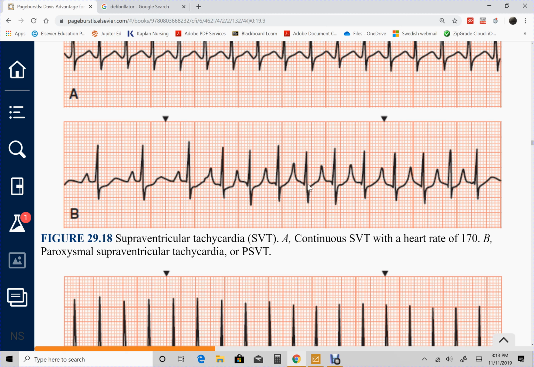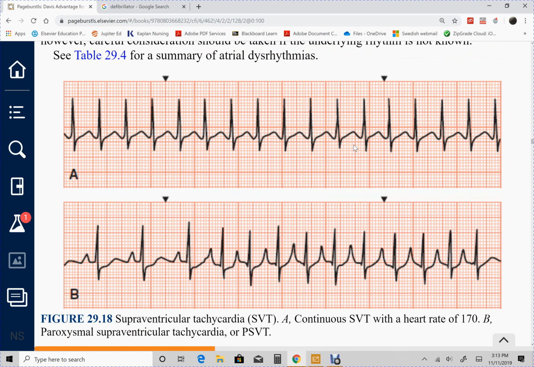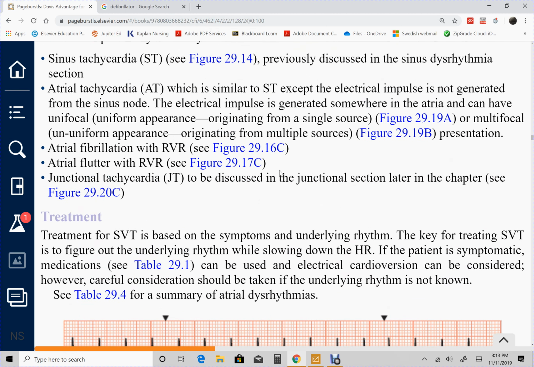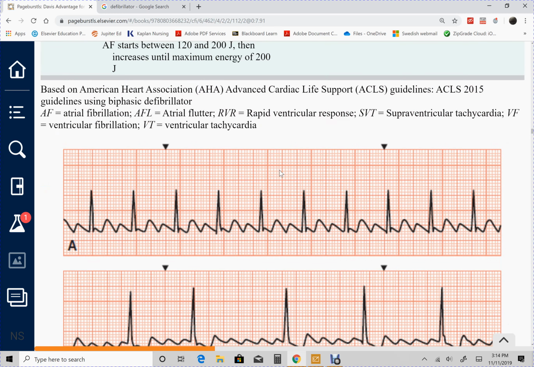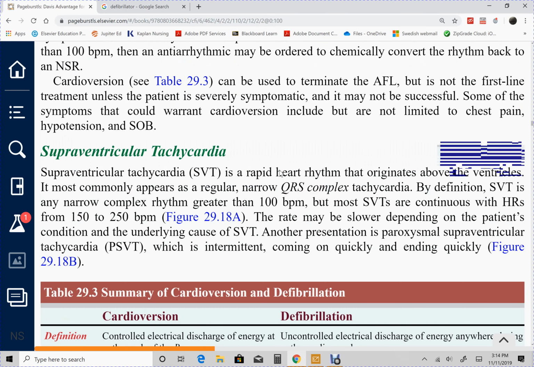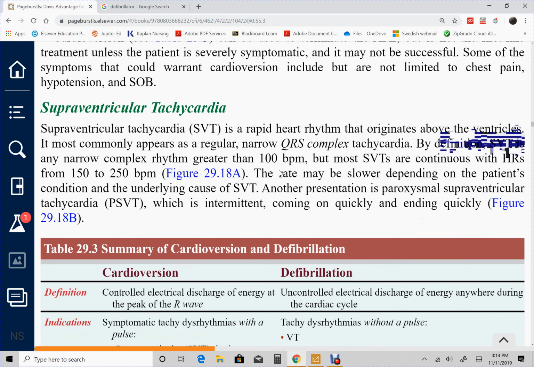If we had another 6-second strip, this would show that this will just stop suddenly, then go back to sinus rhythm, and then this will occur again. So that is PSVT. And figure A is your regular sustained SVT. Okay, let's go to the causes.